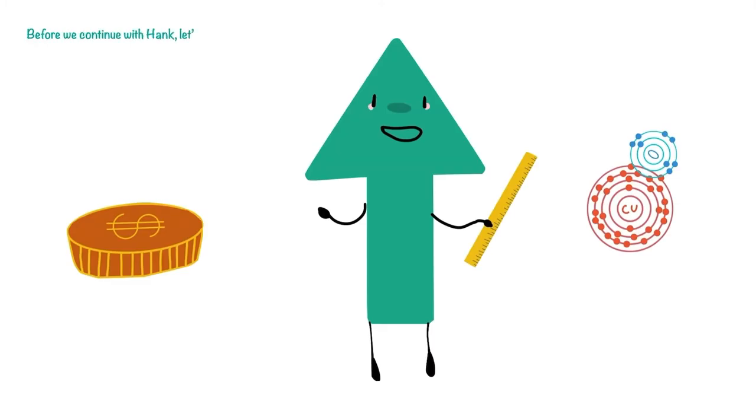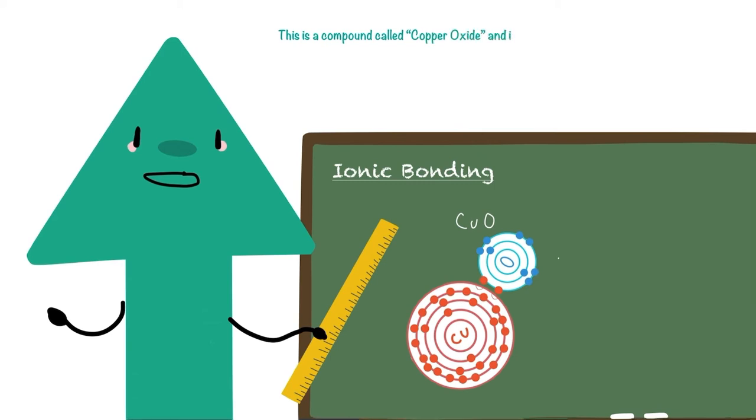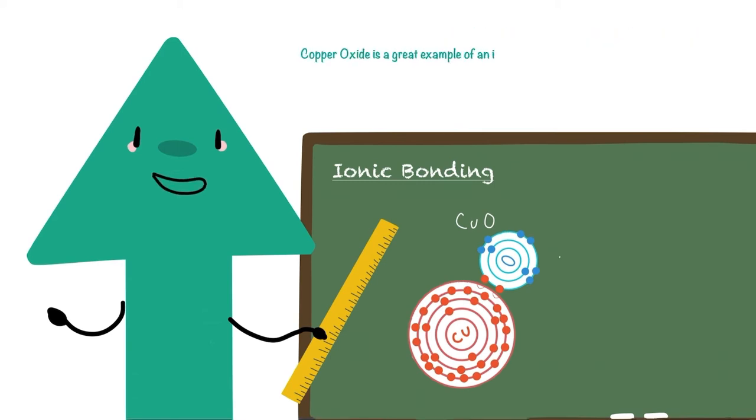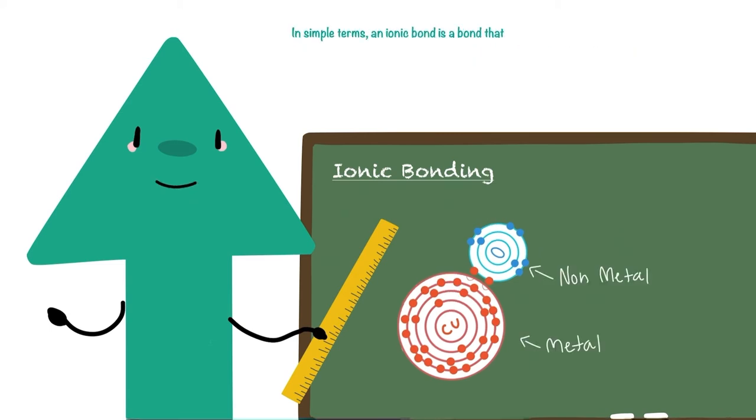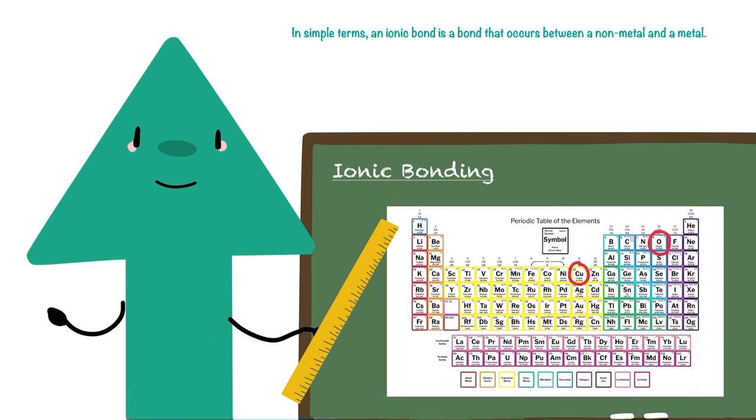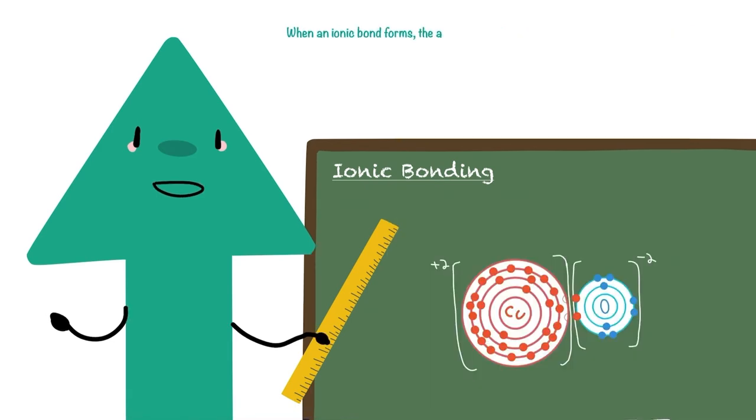Before we continue with Hank, let's zoom in a little, shall we? This is a compound called copper oxide, and it's the main compound that makes up pennies. Copper oxide is a great example of an ionic bond that is fairly common. In simple terms, an ionic bond is a bond that occurs between a nonmetal and a metal. When an ionic bond forms, the atoms both become ions due to their loss or gain of electrons.